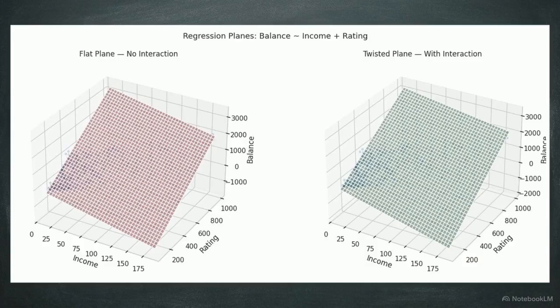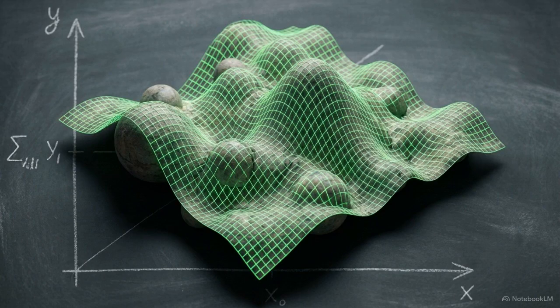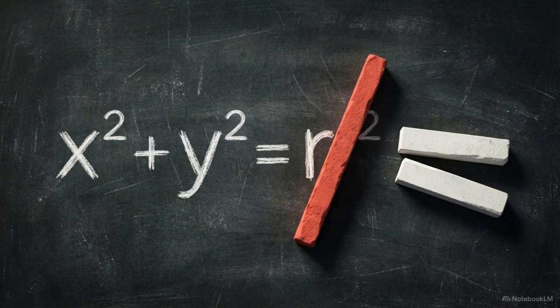On the left, the non-interacting model forms a flat plane. On the right, the interacting model creates a twisted manifold, adapting based on rating. If significant, we retain main effects, even if isolated t-tests fail. Regression is the deliberate sculpting of a multidimensional prediction space. Adding or dropping variables without a clear strategy introduces severe bias.